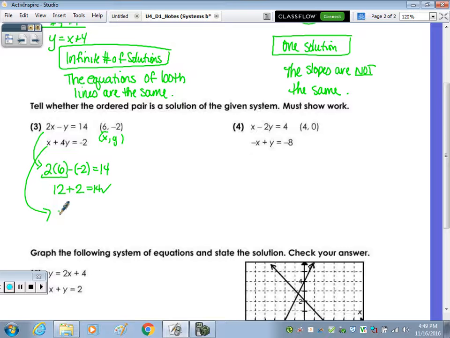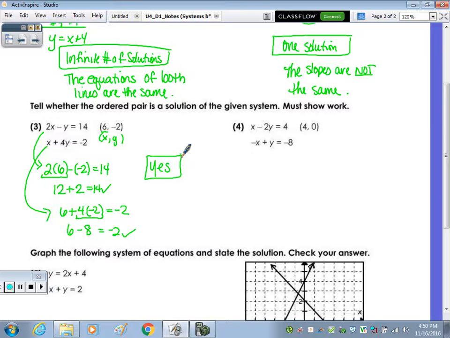x plus 4y, so 6 plus 4 times negative 2, does that equal negative 2? So multiplication first is 6 minus 8, or plus a negative is the same as subtraction. Is that negative 2? It is. So the ordered pair is a solution, and there's our work. The answer is yes, it is a solution.